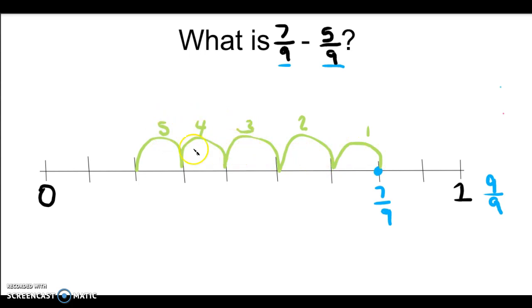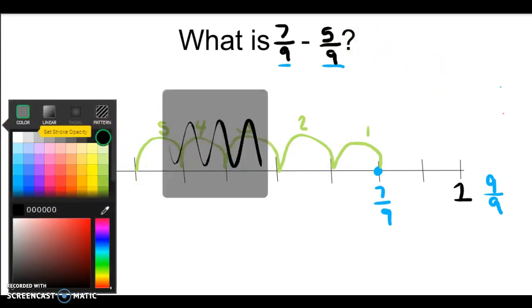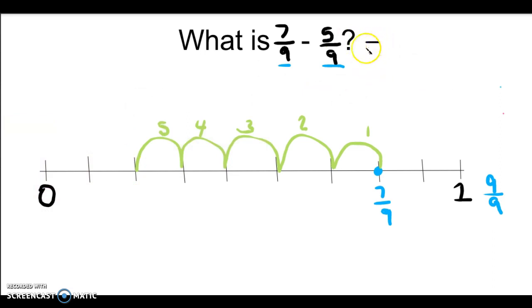We went backwards 5/9. Now the way we find our answer is by figuring out where we ended up when we jumped backwards. So we ended up on the 2/9 line. Okay, so 7/9 take away 5/9 equals 2/9.